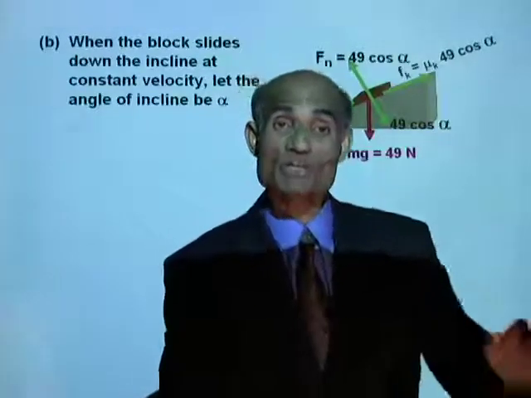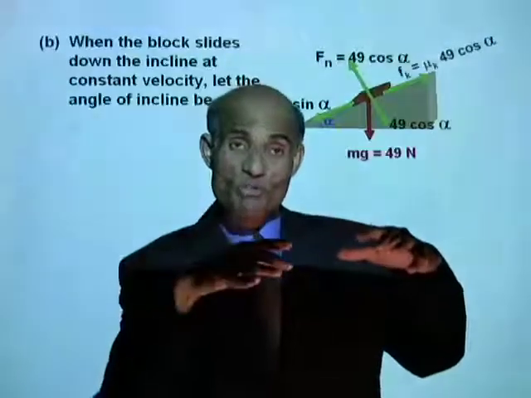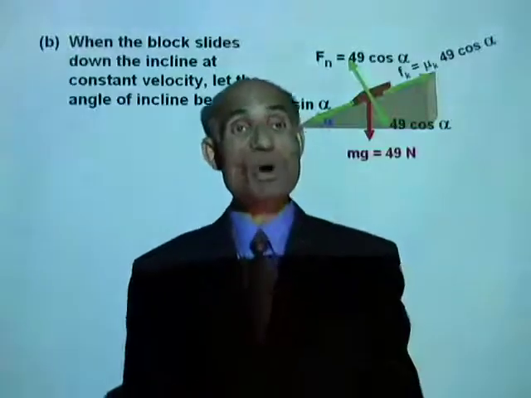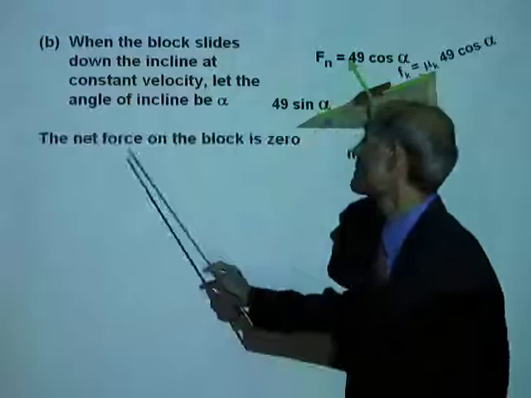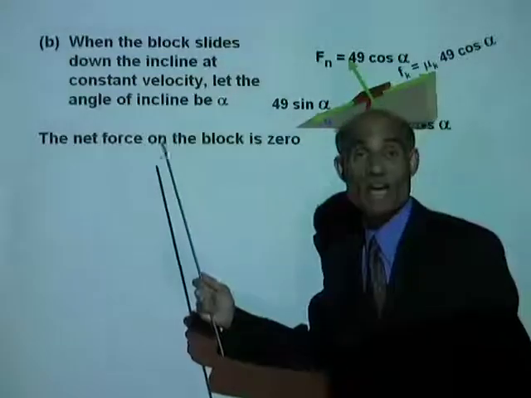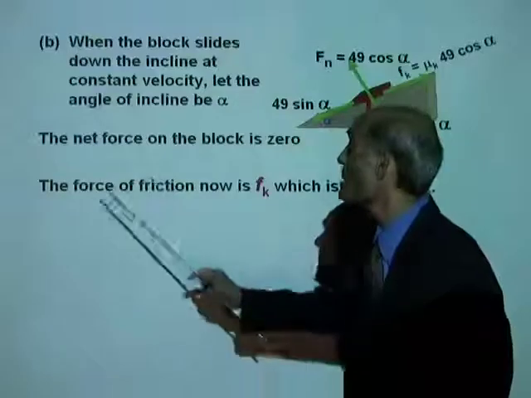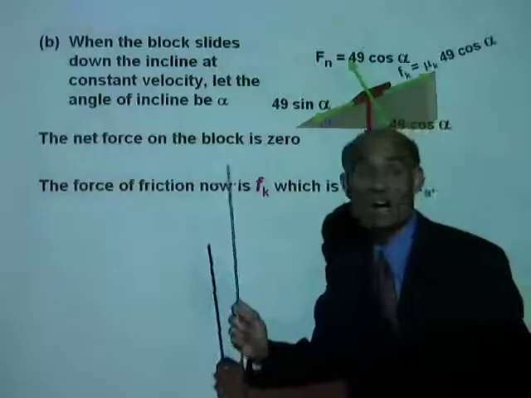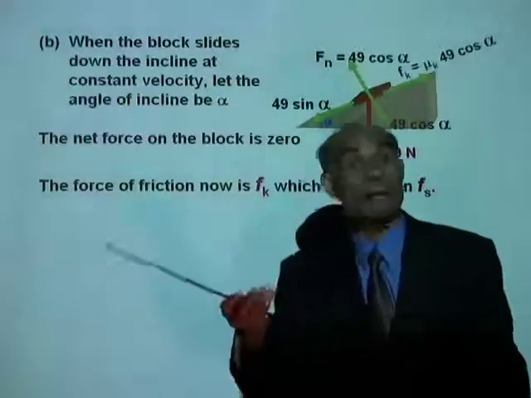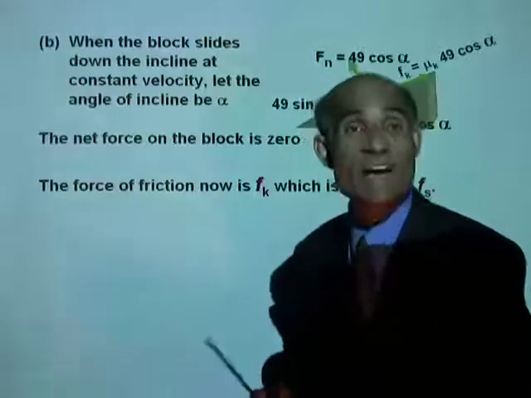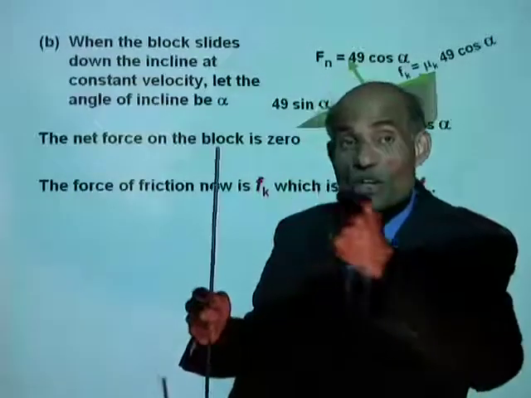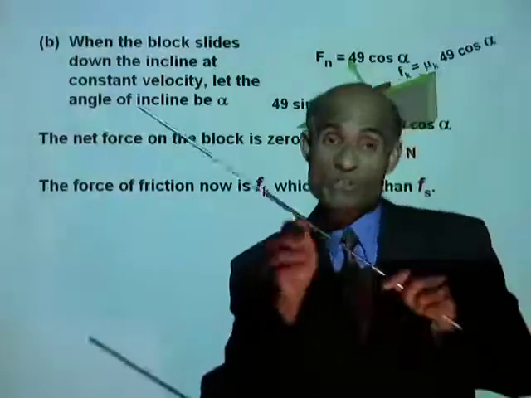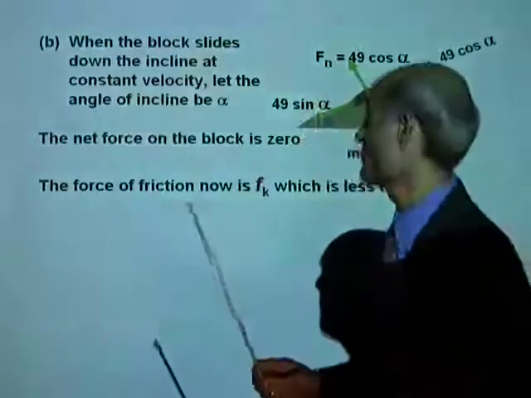It will be smaller, because to keep the object moving uniformly, you need only a smaller amount of force. That means the angle can now be smaller, and let that angle be alpha. The net force on the block now is 0. That means the force of friction is no longer Fs, but it is Fk, which is less than Fs. And that's the reason why the downward force now need only be less than in the previous case, and why the angle can now be smaller.